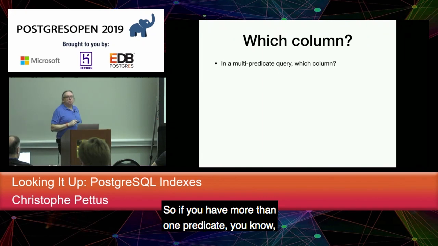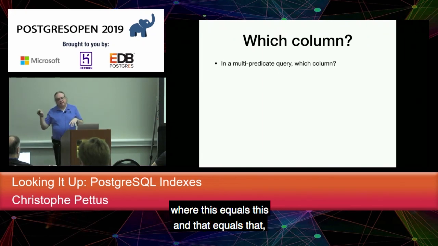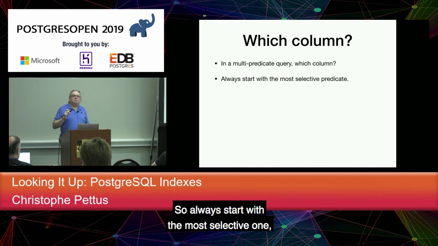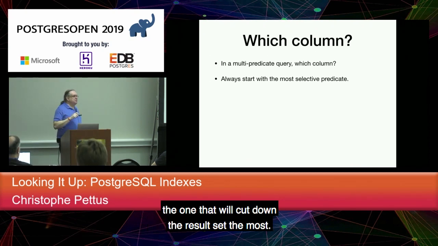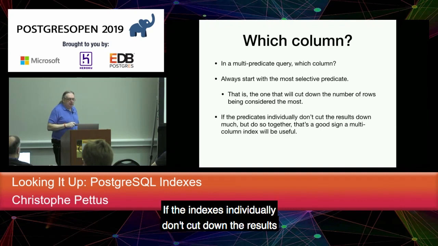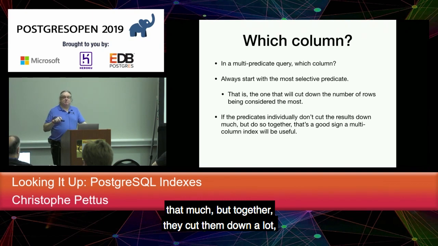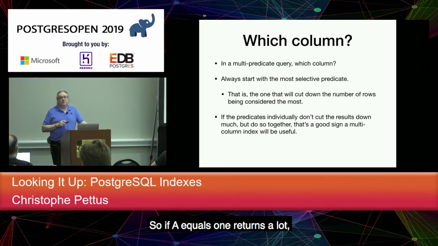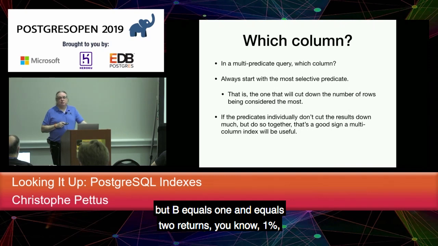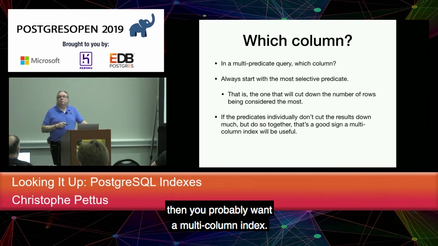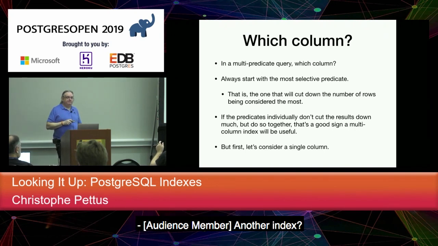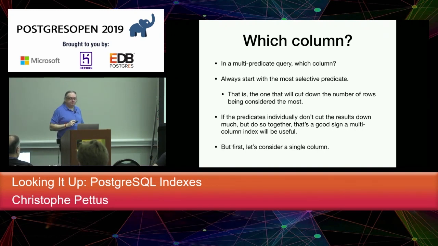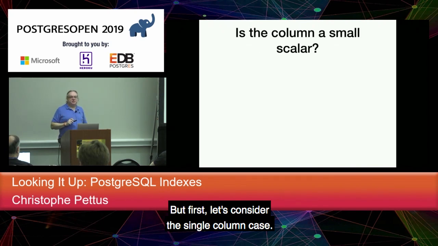If you have more than one predicate, where this equals this and that equals that, which columns are being used? Always start with the most selective one, the one that will cut down the result set the most. If the indexes individually don't cut down the results much, but together they cut them down a lot, the intersection is very small, that's a good sign you want a multi-column index. So if A equals 1 returns a lot, and B equals 2 returns a lot, but B equals 1 and A equals 2 returns 1%, then you probably want a multi-column index. Yes, and we will talk about that. But first let's consider the single column case.